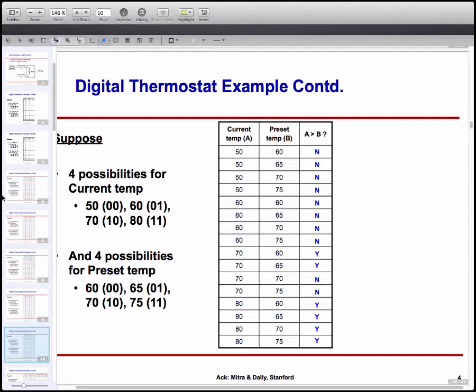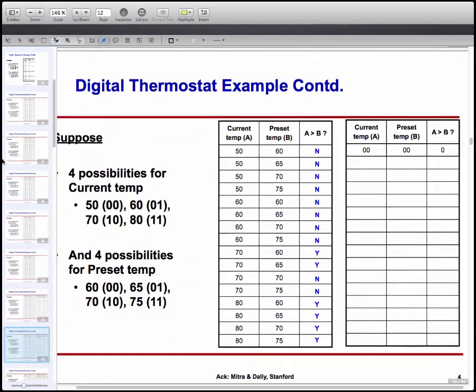I can convert it into binary representation in terms of binary coding. So I list down current temperature and preset temperature in terms of the mappings that we have listed out here. So 50 is 00 for current temperature, and likewise the preset temperature of 60 is also 00. So my first mapping is 0, 0, 0, 0, and the output is 0.